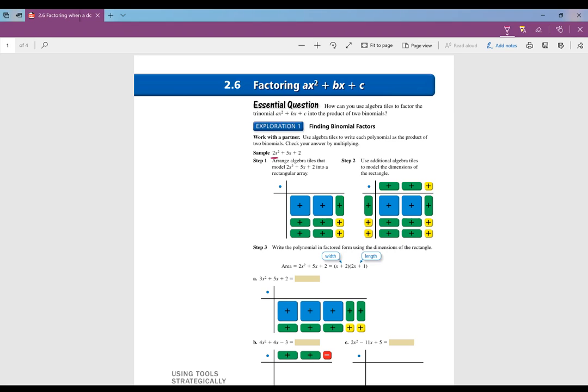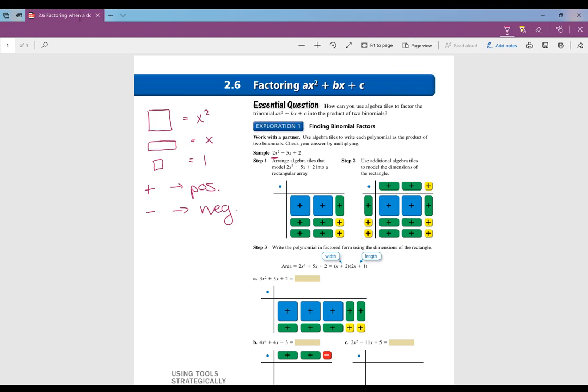So before we start on this notes page, let's just review what the algebra tiles mean. If you get a square, that's talking about x squared. The rectangles are x's, and the small squares are 1. If they have a plus on them, it means they're positive, and negative means they're negative.